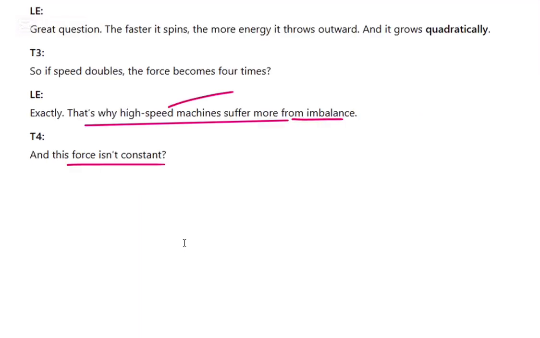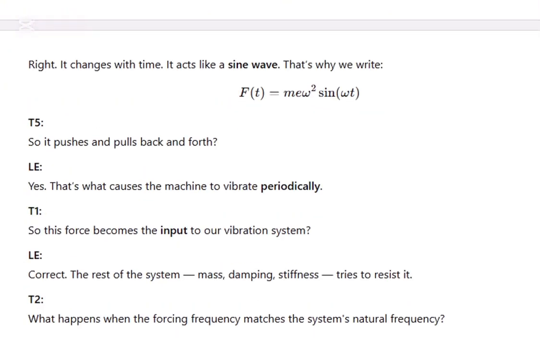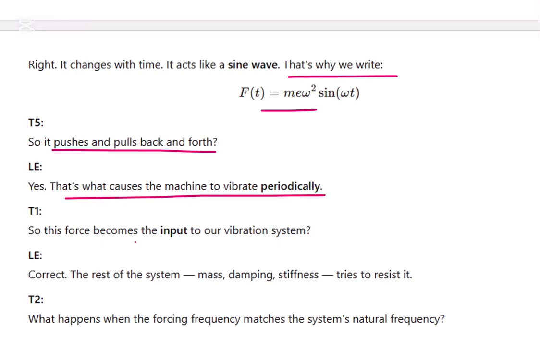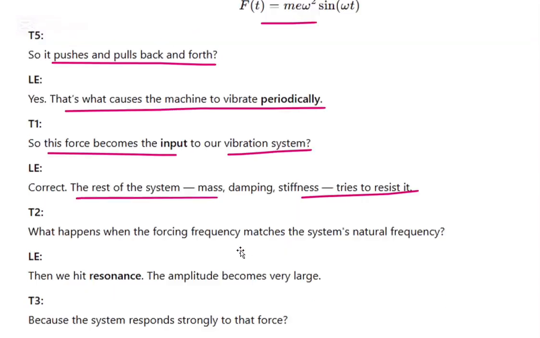This force is not constant. It changes with time. It acts like a sine wave. That's why we write it with a sine. So it pushes and pulls back and forth. That's what causes the machine to vibrate periodically. If this force becomes the input to a vibration system, the rest of the system tries to resist it.